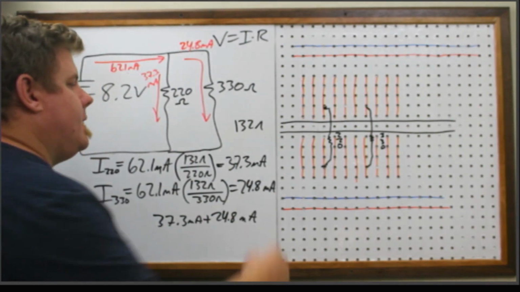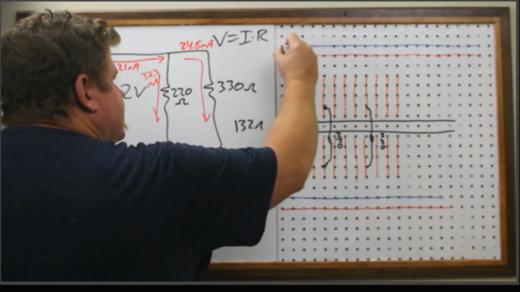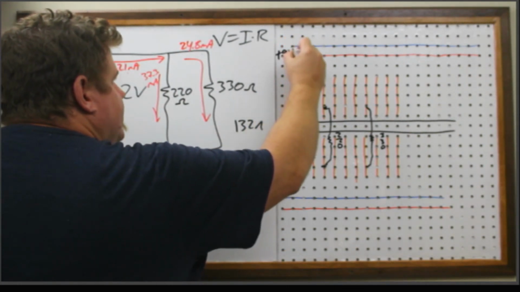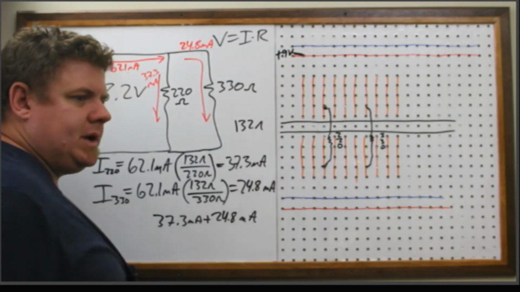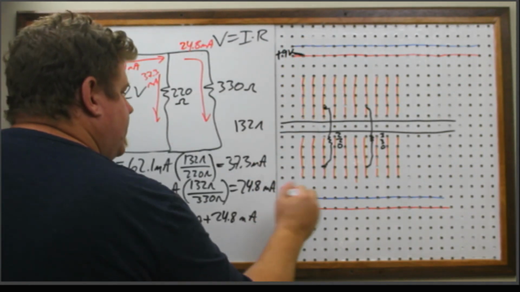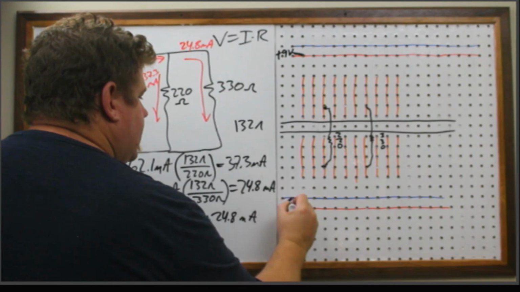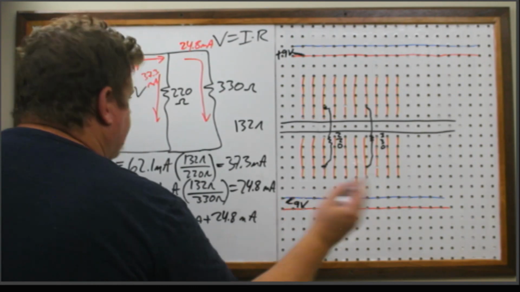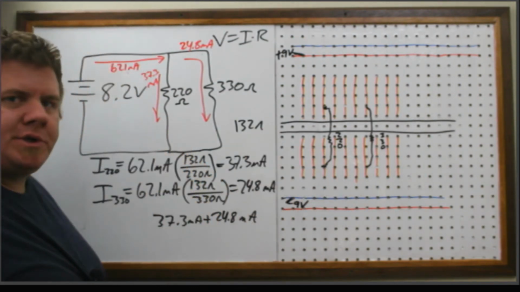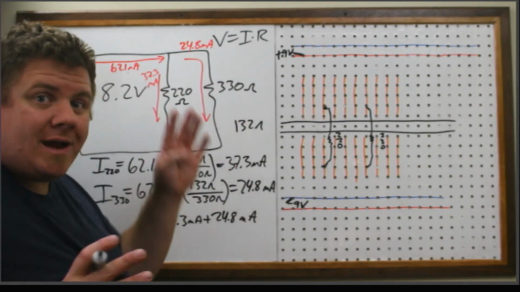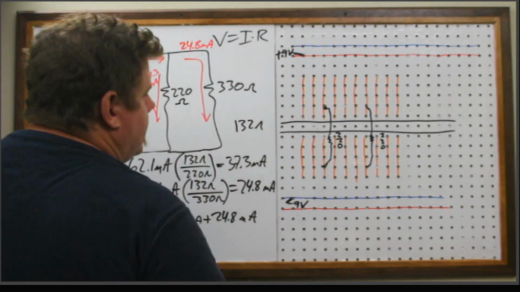Okay, this time I have this oriented to where this is the positive 9 volts coming into this top red rail. And then on the bottom blue rail here, I've got the negative 9 volts from the battery, or in this case, it's the 8.2. But you know what I mean when I say 9 volt. I'm talking about our 9 volt battery, okay?